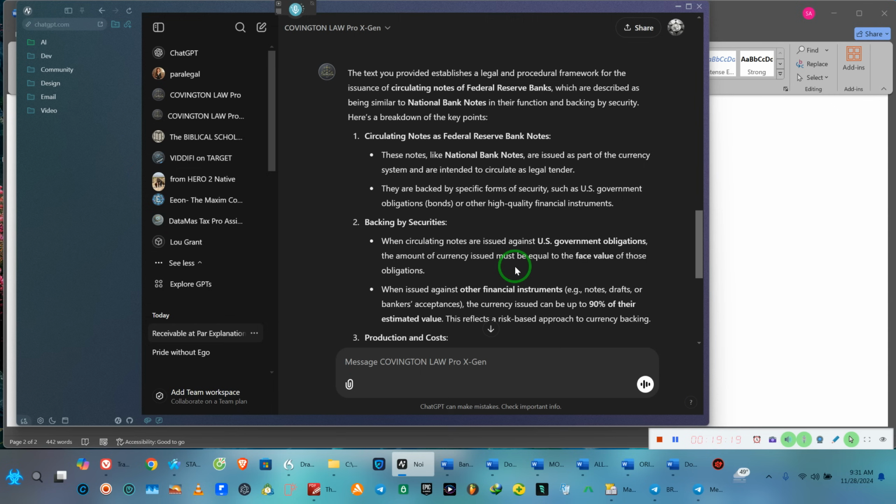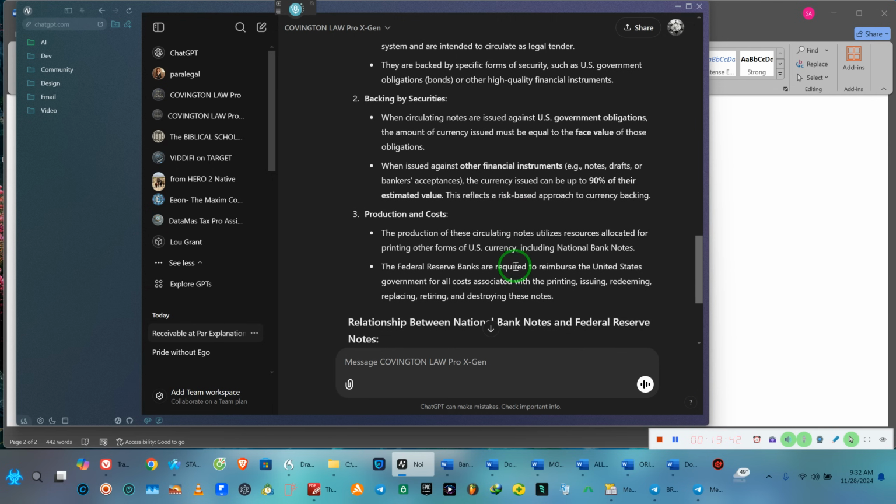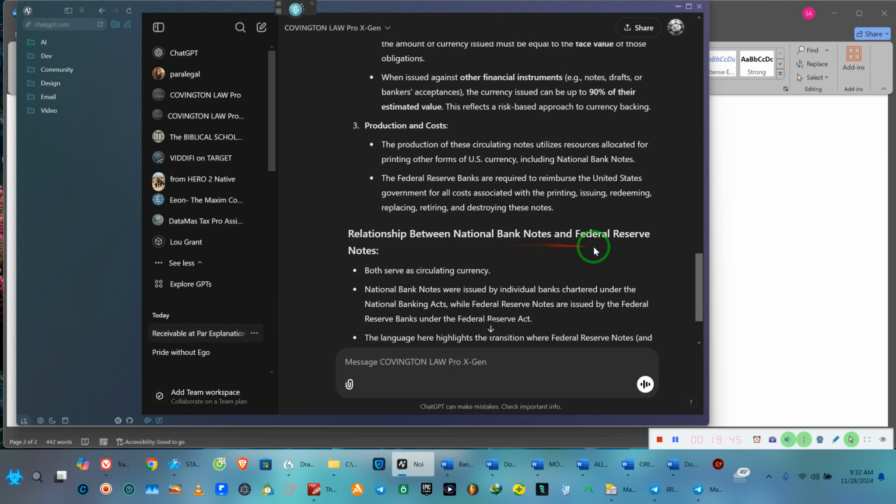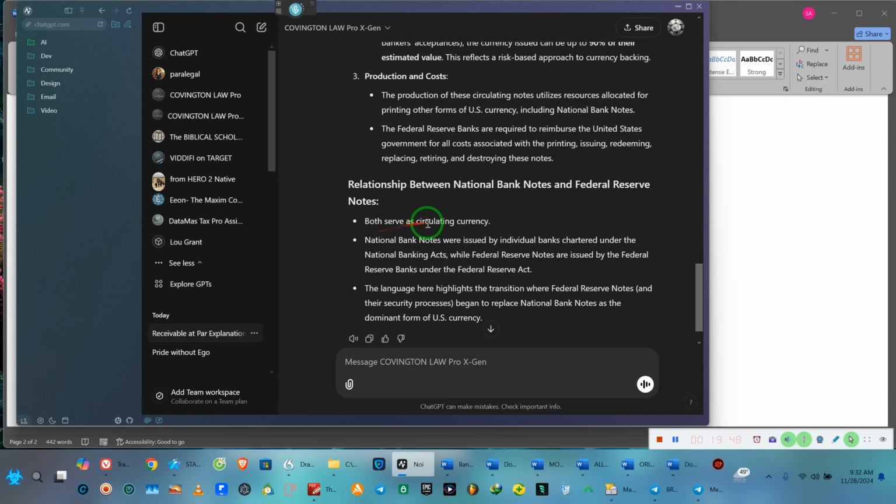While circulating notes are issued against the United States government obligations, the amount of currency issued must be equal to the face value of those obligations. When issued against other financial instruments such as notes, drafts, bills of exchange, bankers' acceptances, the currency issued can be up to 90% of their estimated value. This reflects the risk-based approach of currency banking or backing. And again, relationship between national banknotes and Federal Reserve notes: both served as circulating currency. National banknotes were issued by individual banks chartered under the National Bank Act, while Federal Reserve notes are issued by the Federal Reserve Bank under the Federal Reserve Act.